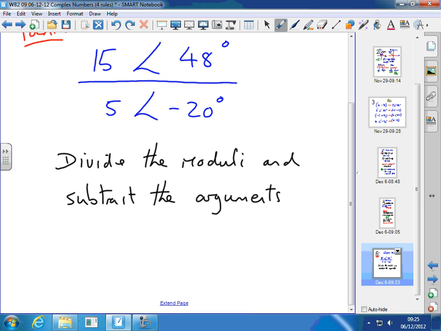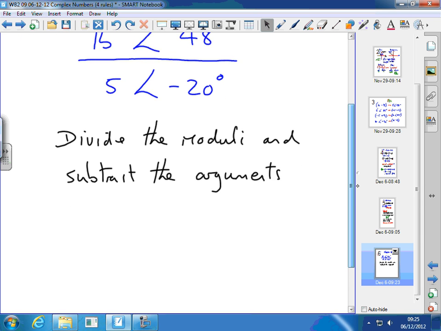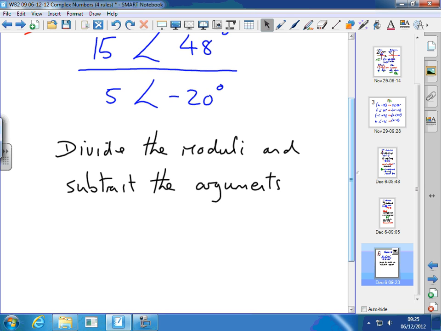So we've got to be careful, because as we're subtracting the angles, we might end up again with a double negative, which you have in this example. So beware the double negative again. Apart from that, it is straightforward. 15 divided by 5, I tried to make the example quite easy, is 3. But the angle, 48 minus minus 20 is plus 20, so 68. Remember we subtract the angle, so it's 48 minus minus 20, plus 20.